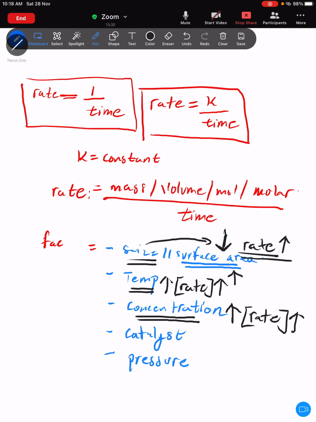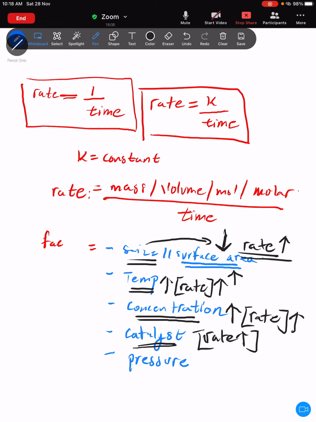Okay, good. On the other hand, catalyst. Guys, it doesn't mean that if you have more catalyst, you have a higher rate of reaction. No. It's actually the presence of catalyst. If there is a catalyst, that's enough. Then the rate of reaction will increase. Okay? The rate of reaction will increase.